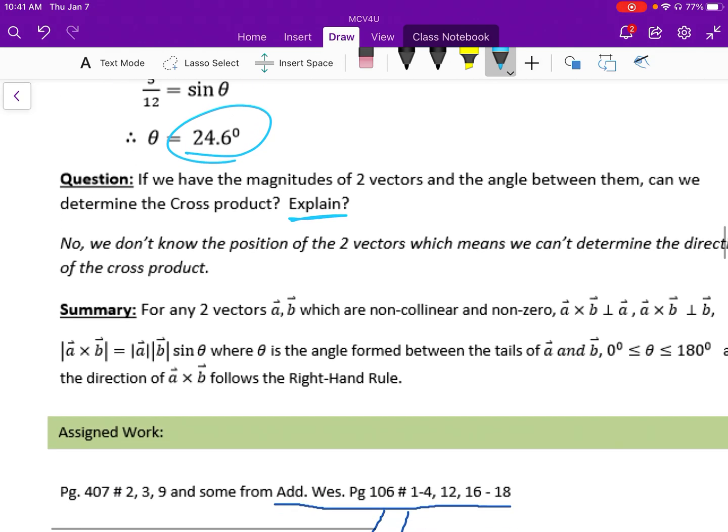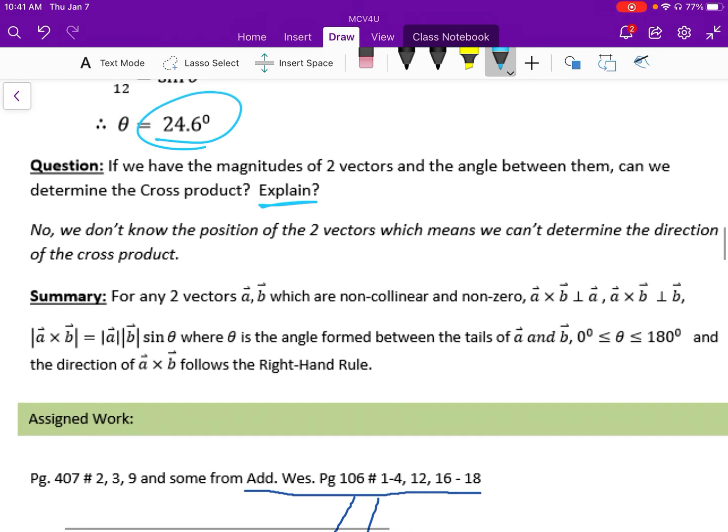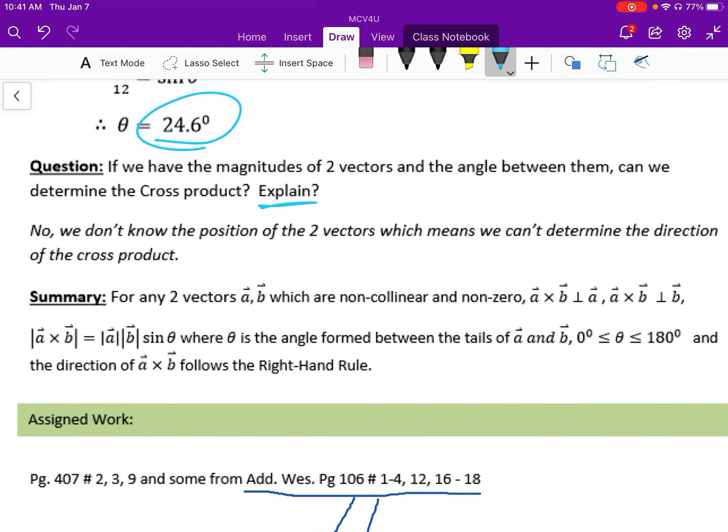Okay, so there's your summary. Cross product, brand new today. We've got our definition. This is our geometric definition. Again, everything is lined up tail to tail. The direction follows the right-hand rule. Some of you may know something very similar to this in physics, using your thumb, pointer finger and middle finger. This is the right-hand rule. It works out the same way.